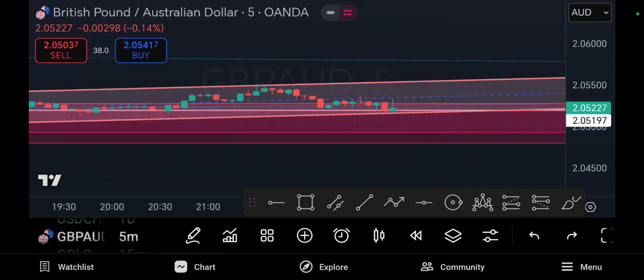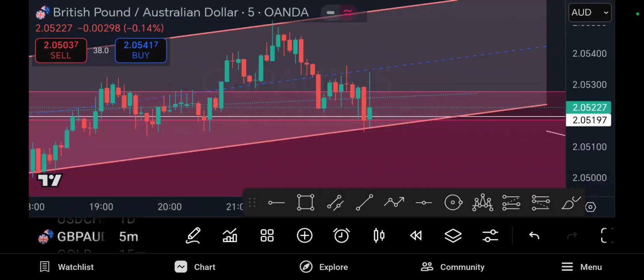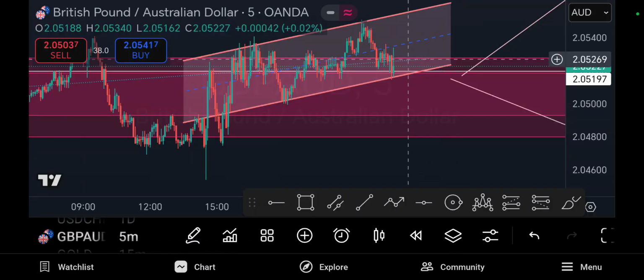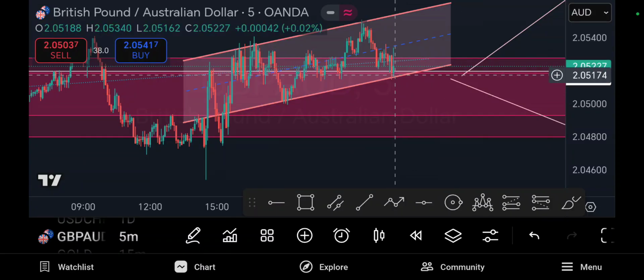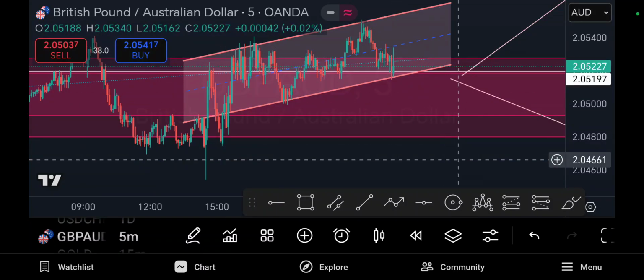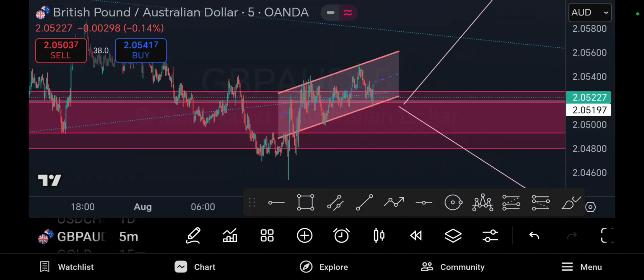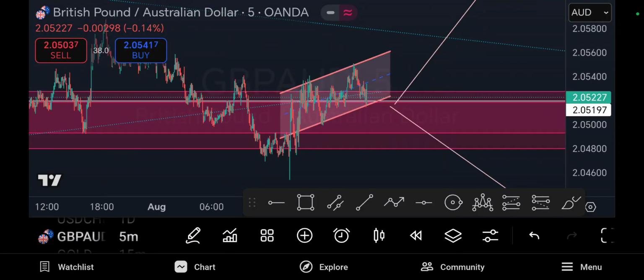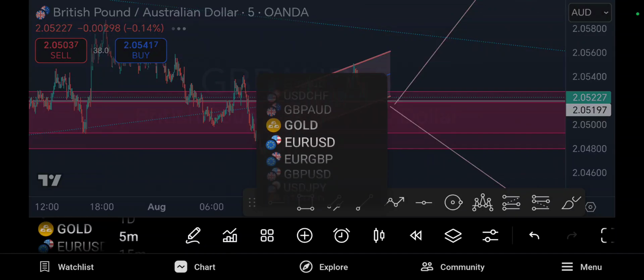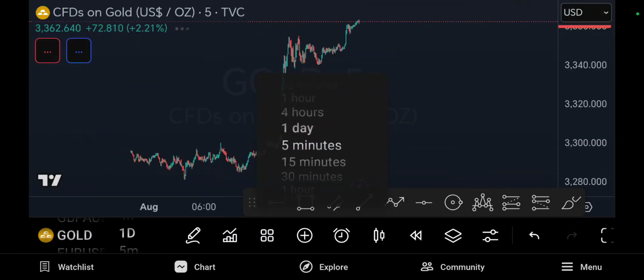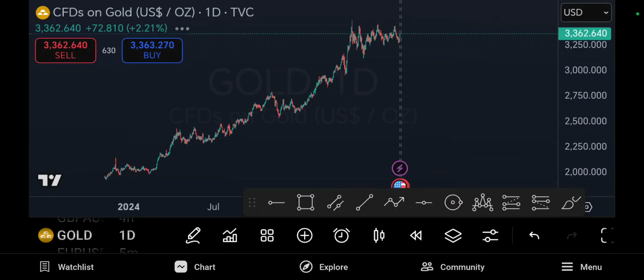I hope it is clear to everybody. See, this nice spike and close below could indicate the start of the downward momentum. So that's GBP AUD. I'll come back on gold. Okay, no, let me start with gold because gold is quick.